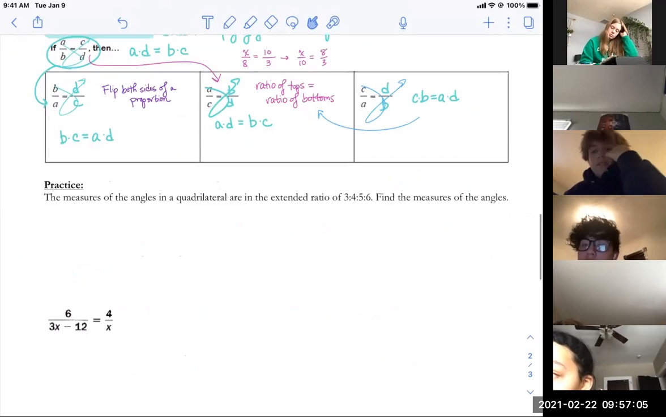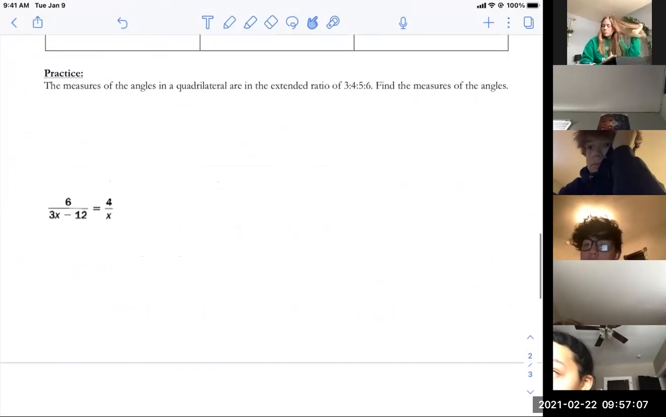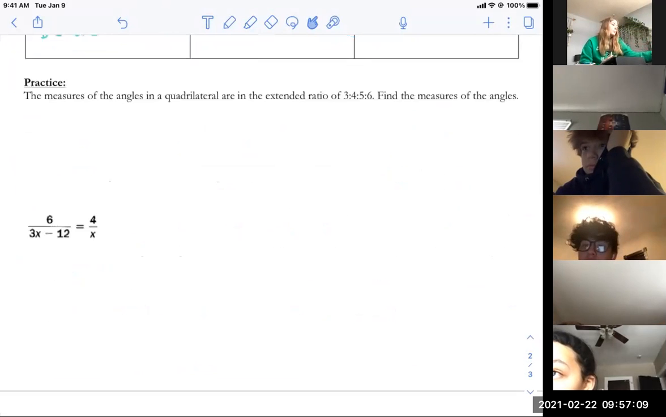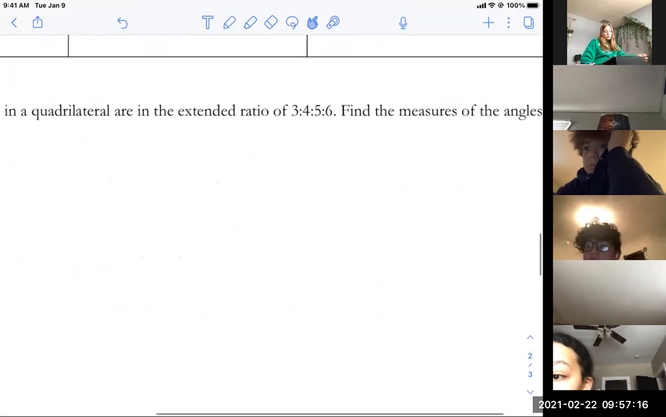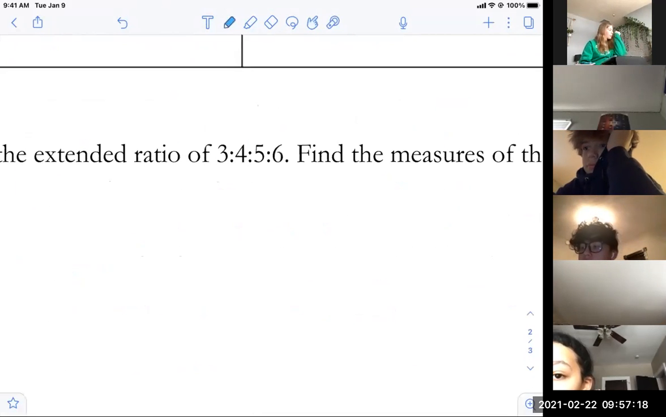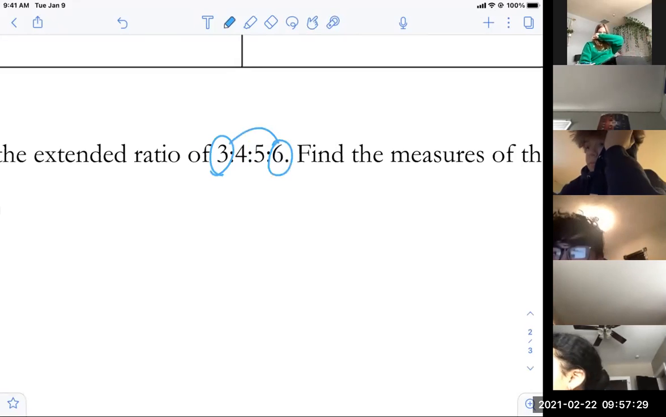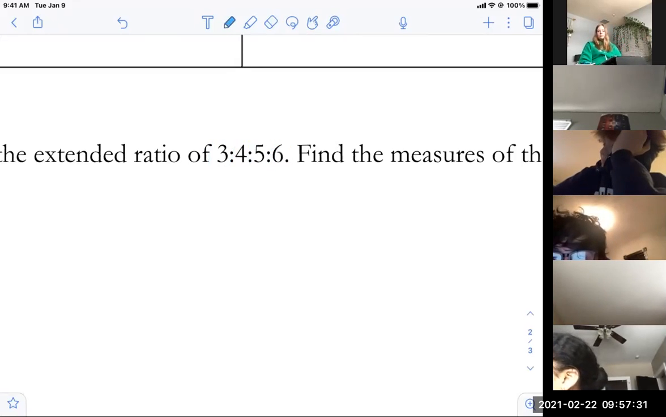All right, two last problems here. The measures of the angles in a quadrilateral are in the extended ratio of 3 to 4 to 5 to 6. I didn't really say this on that last triangle problem, but what that means is that two of the angles are in a 3 to 4 ratio. Another two of the angles are in a 4 to 5. You compare a 3 to a 5. You could say this one is half of that one. It's really taking a whole bunch of different ratios and putting them together.